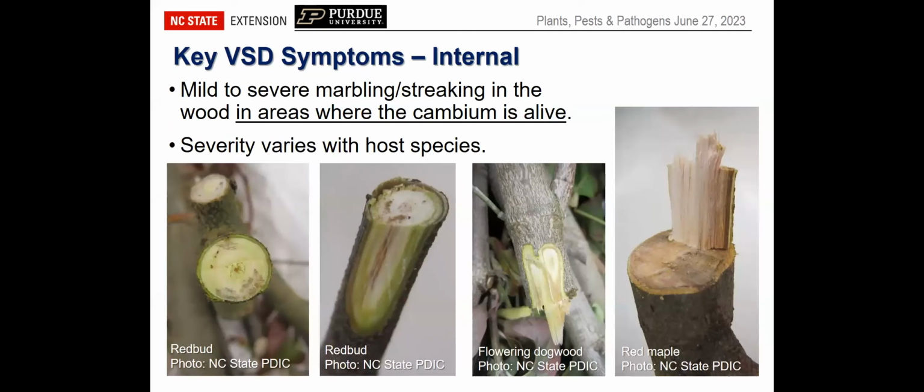It's where we start cutting into the stems that we get a clue of what's going on. So one of the keys is a mild to severe marbling or streaking in the wood, but in areas where the cambium is alive. So you can see, for example, in this section here, the cambium is quite green, but you have the dark streaking in the wood. Redbud tends to have a lot of this. It can be harder to find, subtler in other species like the dogwoods or the maples.